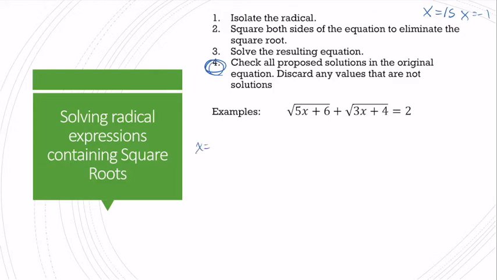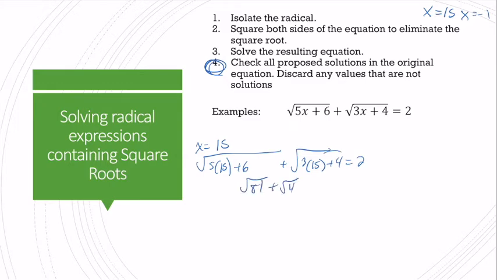So here's where x equals 15. I have the square root of 5 times 15 plus 6 plus the square root of 3 times 15 plus 4 equals 2. Well, this gives me the square root of 81 plus the square root of 49 equals 2. So 9 plus 7 equals 2. Well, that's not true. This is false, right? So x equals 15 is not a solution. I still have to check x equals negative 1. They could both not be solutions.